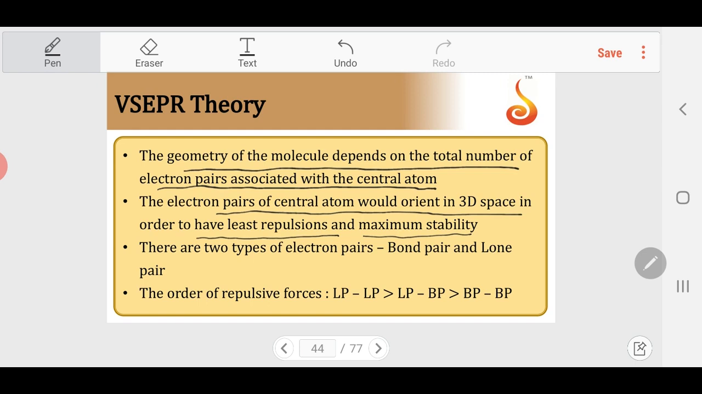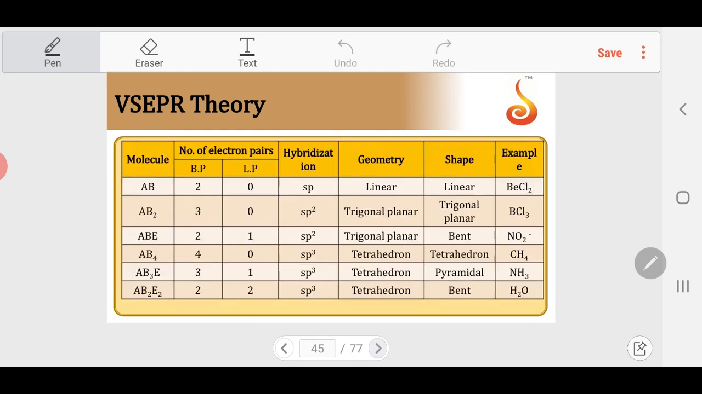Since lone pair is controlled by only one atom, it occupies larger space in 3D. As a result, lone pair, bond pair repulsions are going to be different. So order of repulsions are lone pair, lone pair will be highest repulsive force, then it is lone pair, bond pair and finally bond pair, bond pair repulsion. So let us see how the geometry can be explained.